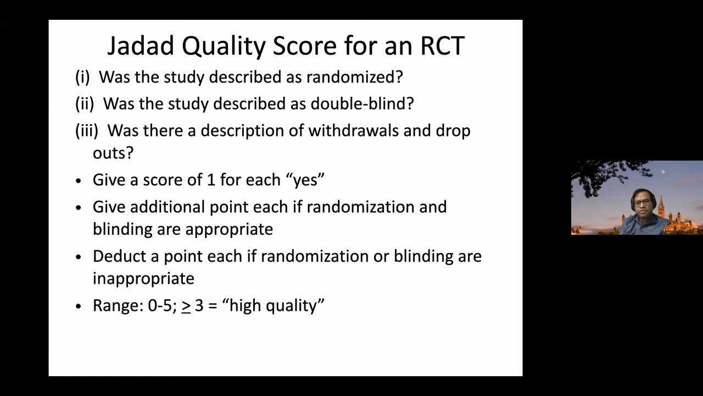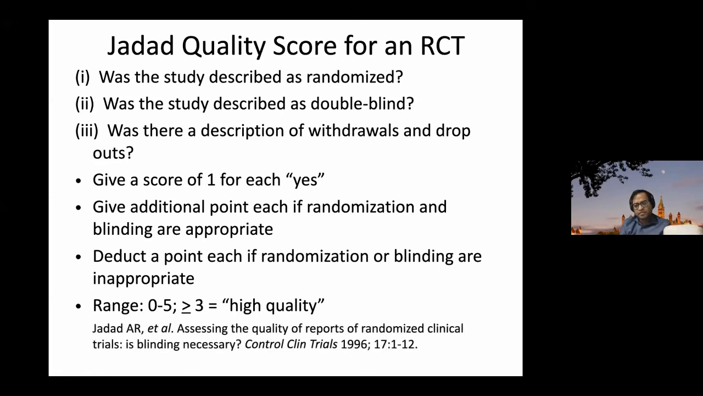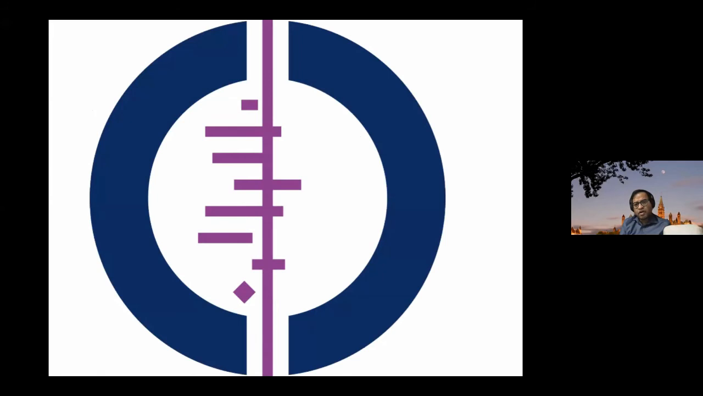Now, this was very useful in the early 2000s, but since then, it has been found to be not very sensitive, or rather specific, to pick up high quality from low quality. So this is of course a citation for that. So the Cochrane group has come up with a different approach. It is called risk of bias.